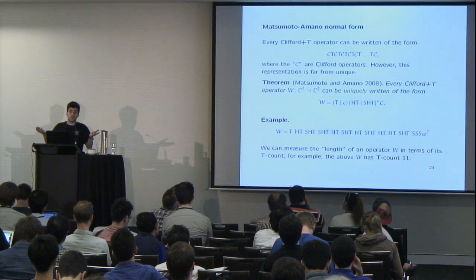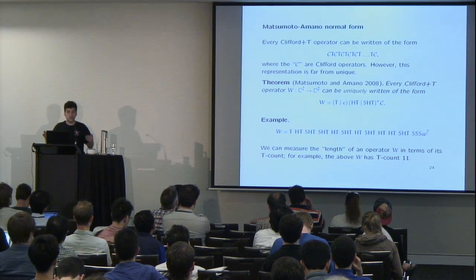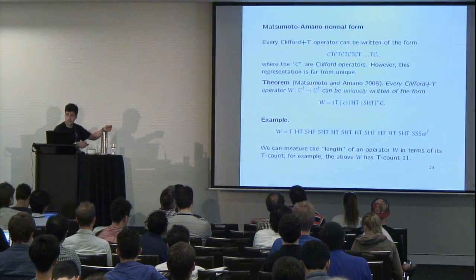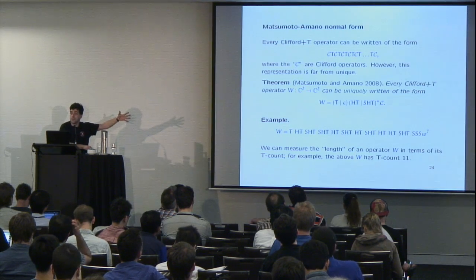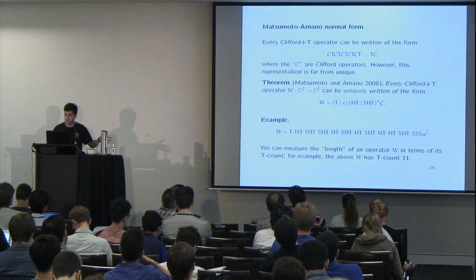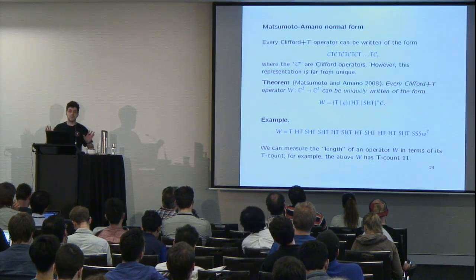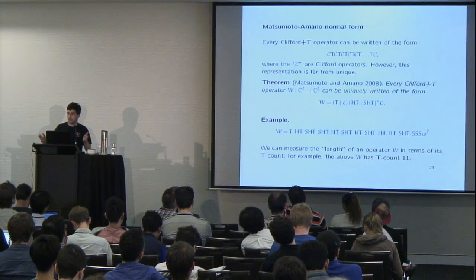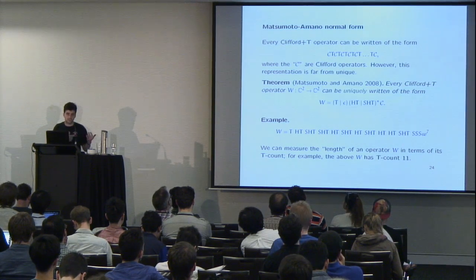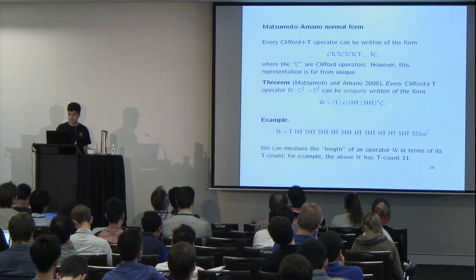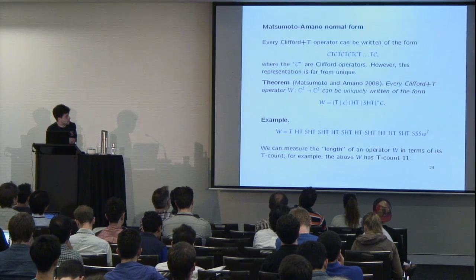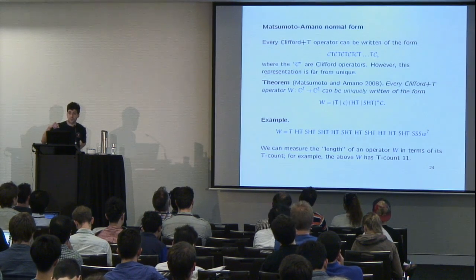So what does a Clifford+T operator look like? Well, surely you could always write it as a sequence like this one, okay? A Clifford operator, a T gate, a Clifford operator, a T gate, and so on. Every Clifford+T operator could be expressed in this way. But this is not very interesting because it's completely not unique. Okay, given a Clifford+T operator, you could find many such representations for it, so you can't get much information from these representations.